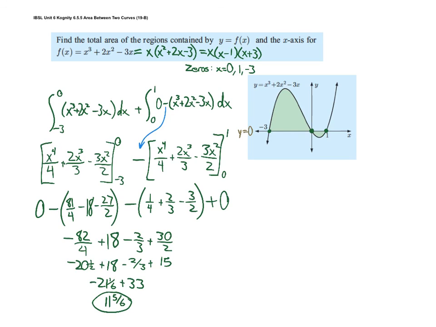All of this is just the arithmetic. You guys could figure that out however you want, but does everyone understand how we set that up, how we got the integrals and used that to find the areas?